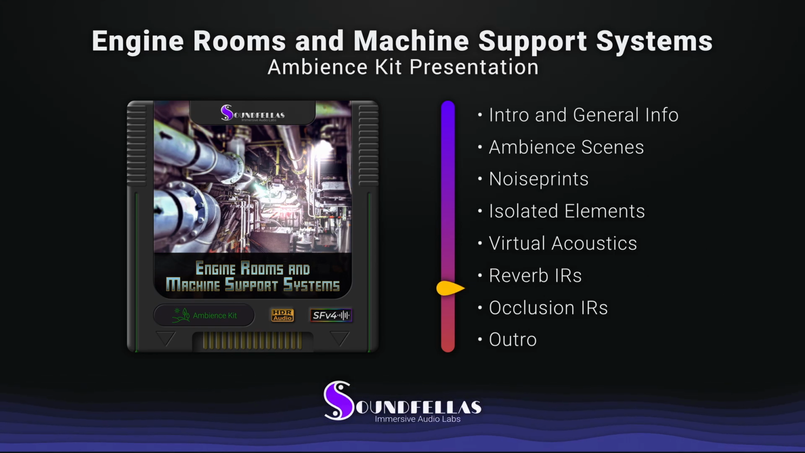The examples are made using a character moving in space. First, let's hear the dry sample. Here's the same sample using the large engine room impulse response. Now let's use the ventilation shaft impulse response. As a final example, let's use the air duct impulse response.